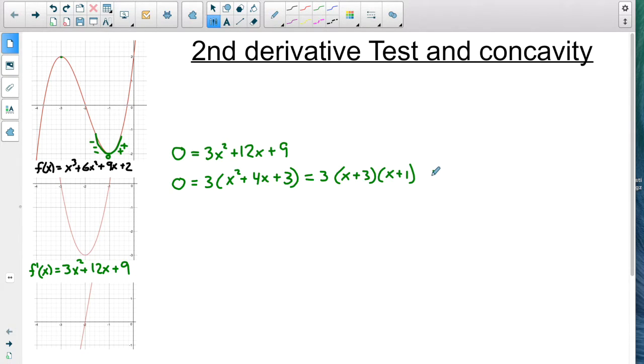Which means, therefore, we know that the CPs, the critical points, are at x equals -1 and x equals -3. All right, there's our 2 points, by the way, right? When x equals -3 and when x equals -1. You can get these y values by plugging into the original equation. We don't really need to do that right now.